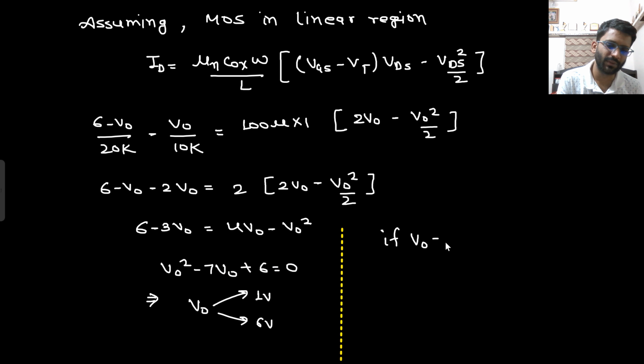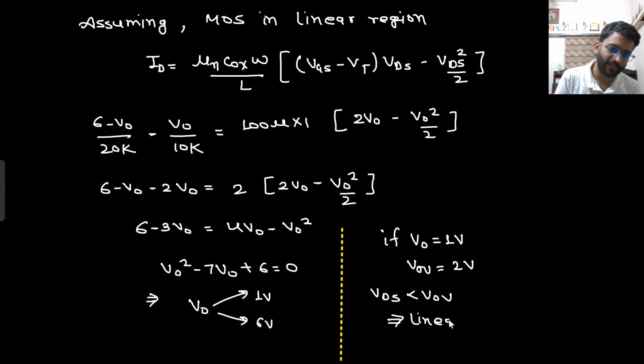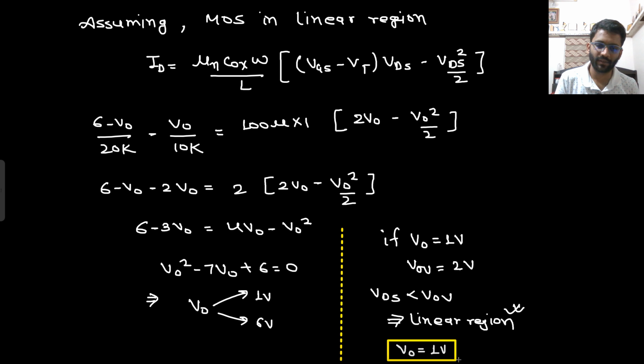V naught is equal to 1 volt, what is V overdrive? That is 2 volt only. VGS minus VT, VGS minus VT is 2 volt. So here VDS is less than V overdrive, that shows linear region. Linear region, and the assumption is correct. So your V naught value will be 1 volt. V naught value will be 1 volt.